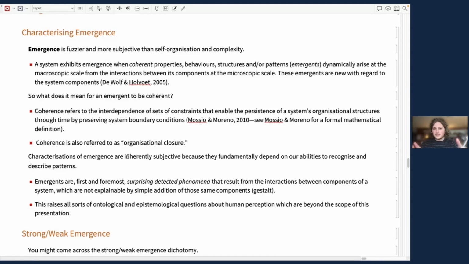So we have to back up a little bit and define a few other things. What does coherence mean? Coherence refers to the interdependence of sets of constraints that enable the persistence of a system's organizational structures through time by preserving system boundary conditions. So coherence is connections between the system components that constrain and preserve the boundary conditions. And there are formal mathematical definitions of this. It's also referred to as organizational closure, and this is a term that biologists might be more familiar with.